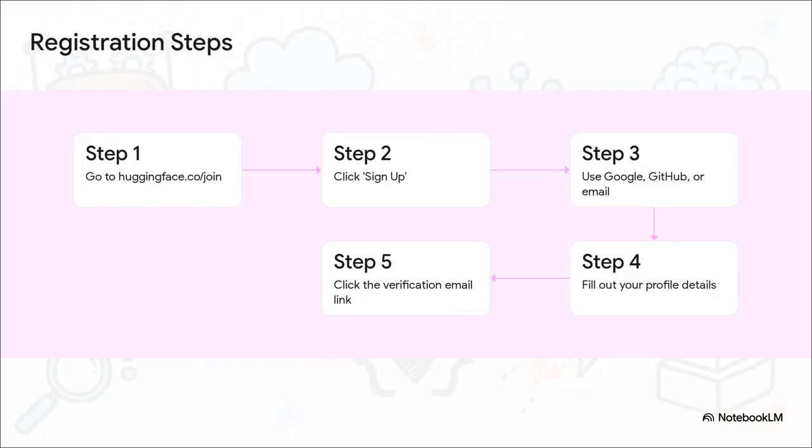Okay, this part is super easy. First, just head over to huggingface.co/join and click that sign up button. Now, you can use your Google or GitHub account to sign in, like instantly, or you can just use your email, old school style. After you fill out your profile details, you're going to get a verification email. Just find it, click the link inside, and that's it. You're in. You now have access to the whole platform.